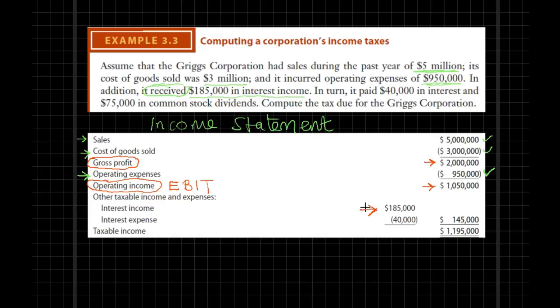And next, we also had some expenses. As you can see, how do I know it's an expense? Because here it says paid. Paid means it's an expense, an interest expense actually, and in the amount of $40,000. So that's also reflected in the following line.